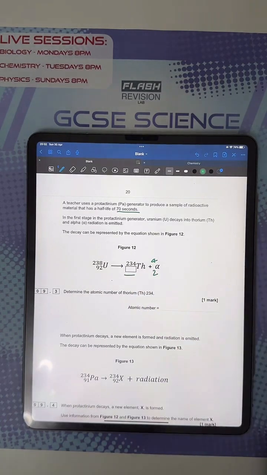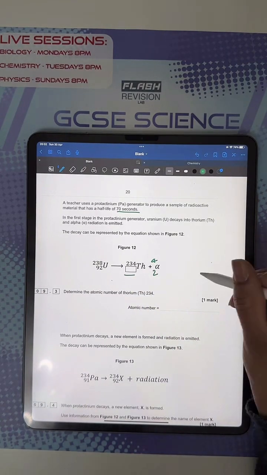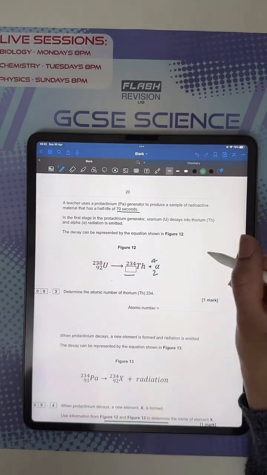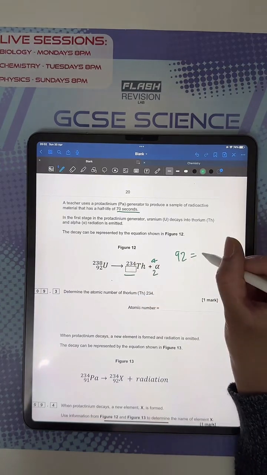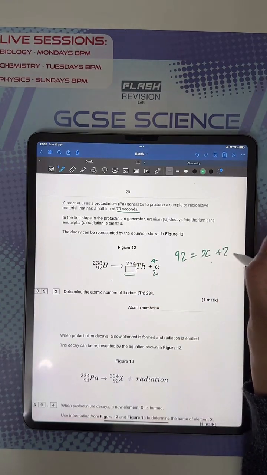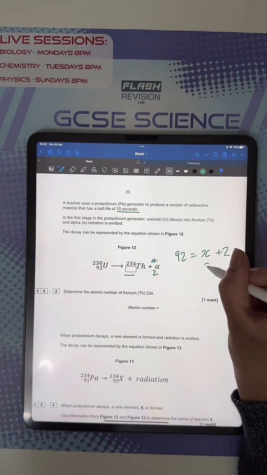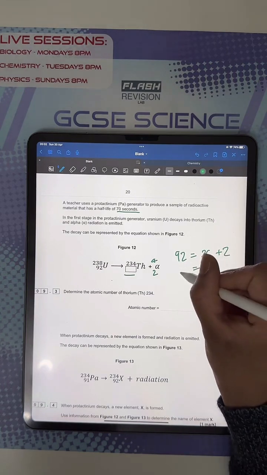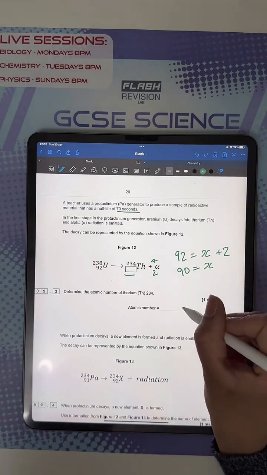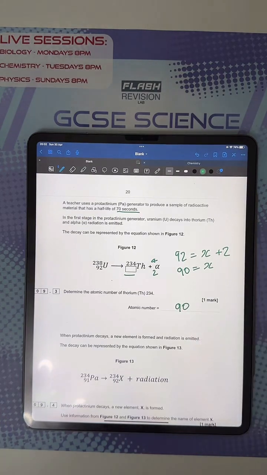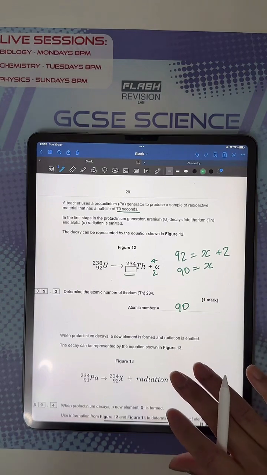It's going to be 90, not 94, because if you look at the bottom numbers, 92 is equal to a certain number, x, plus 2. We want to find out what x is. So you do 92 minus 2, which is 90. So the atomic number is going to be 90. Good, looks like most people got that.